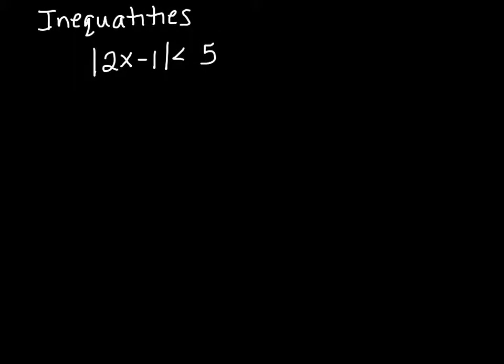Solving inequalities with absolute values. What we're going to do is set up a compound inequality. The way we're going to do this is write exactly what we see: 2x minus 1 is less than 5. I'm going to have the symbol on the other side, and then I'm going to switch 5 to its opposite. So what it's saying is this is between -5 and 5.